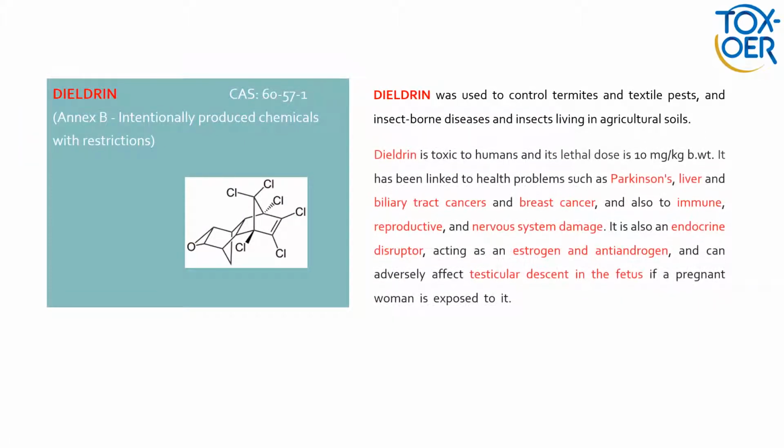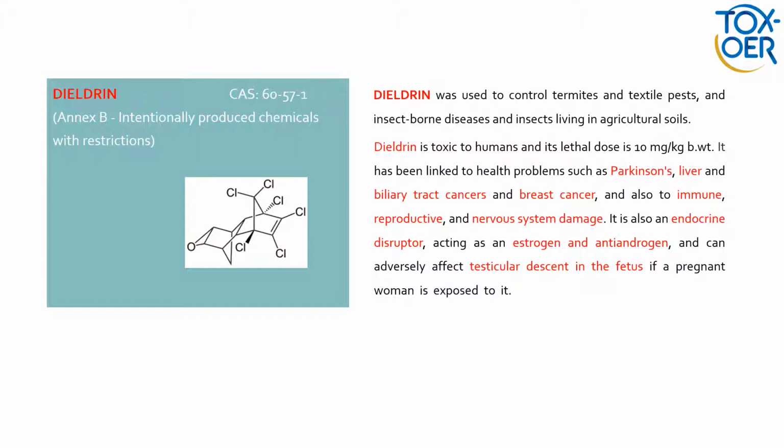Dieldrin, Annex B. It is toxic to humans and it has been linked to health problems such as Parkinson's disease, liver and biliary tract cancer, and breast cancer, and also to immune, reproductive, and nervous system damage. It is also an endocrine disruptor, acting as an estrogen and anti-androgen, and can adversely affect testicular descent in the fetus if a pregnant woman is exposed to it.